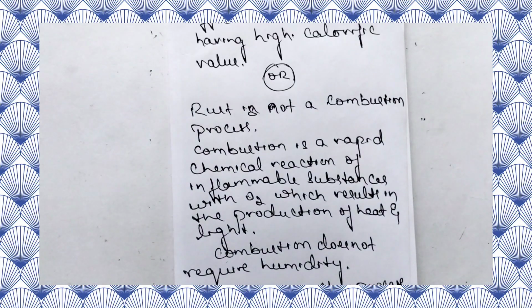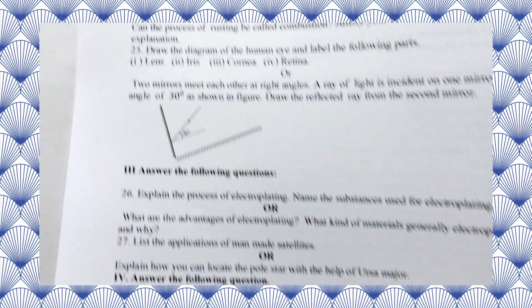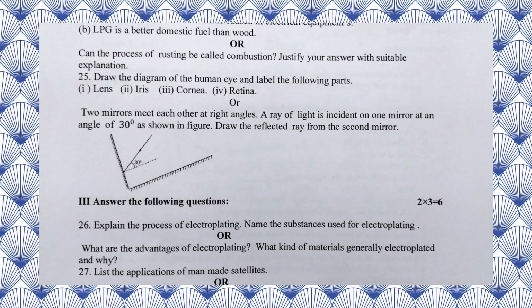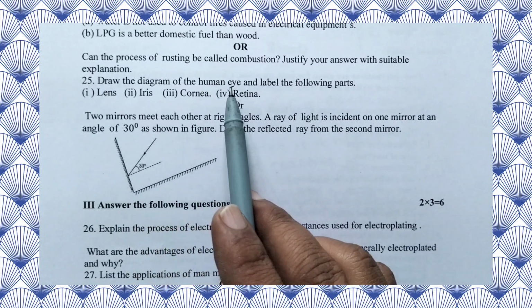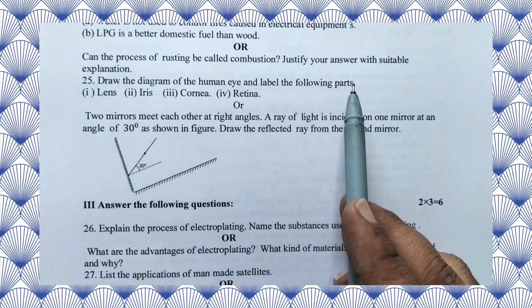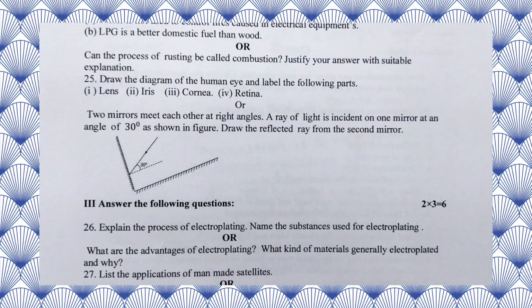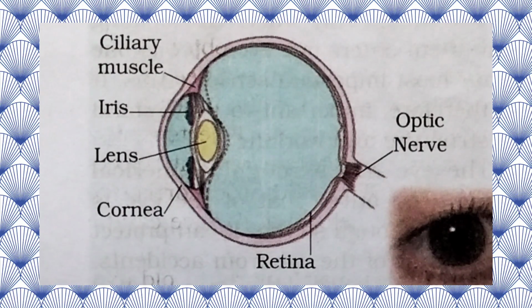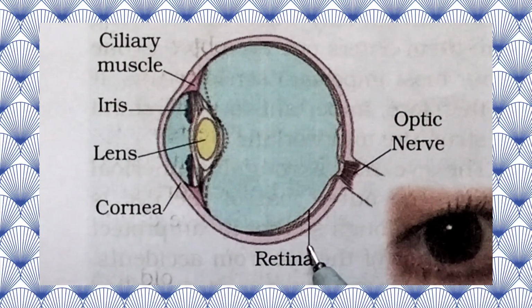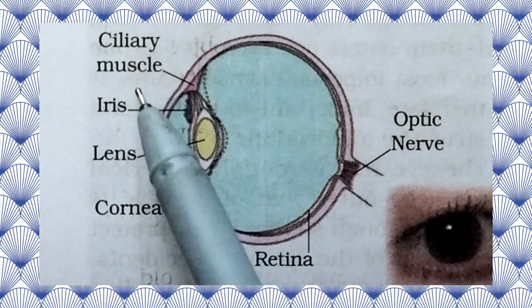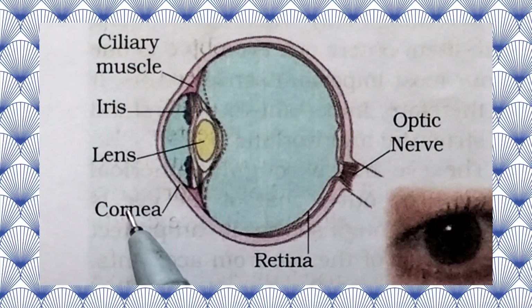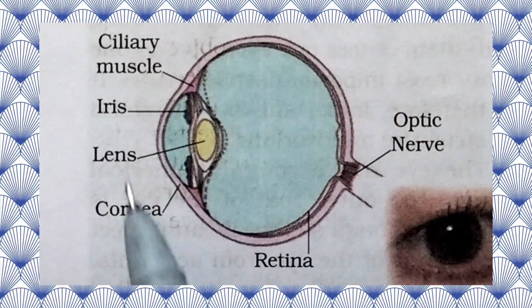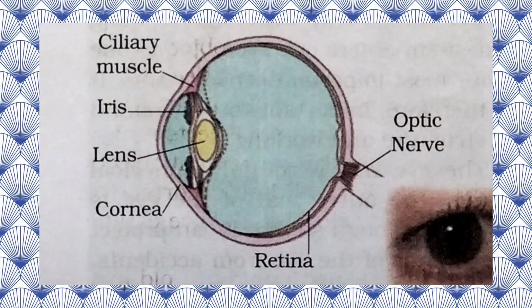Now let us move to the 25th question. The 25th question is, draw the diagram of human eye and label the following parts. You have to draw the human eye and label the parts: retina, optic nerve, ciliary muscle, iris, lens, cornea. So now let us move to the next question.